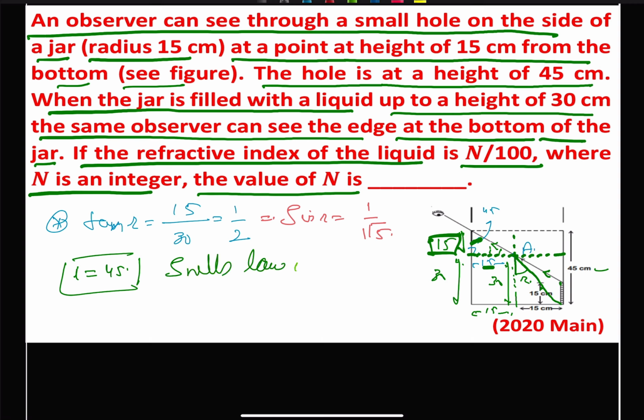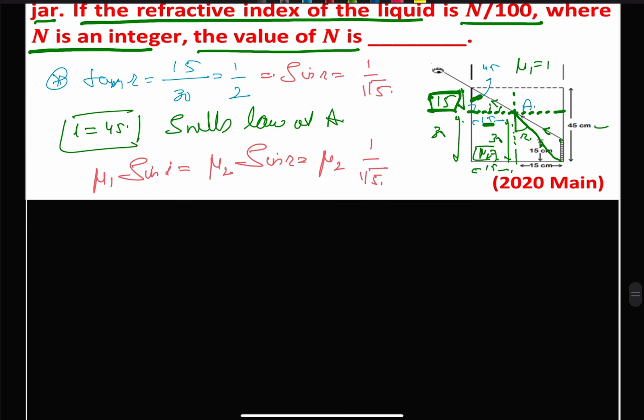Snell's law at A. So let us suppose this is our mu1, which will equal 1, and this is our mu2, which we need to find out. So we can write that mu1 sine of I is equal to mu2 sine of R. Sine of R we just found out is 1 upon square root of 5. And the angle of incidence we know is 45. Mu1 is 1, so sine of 45 is equal to mu2 upon square root of 5.